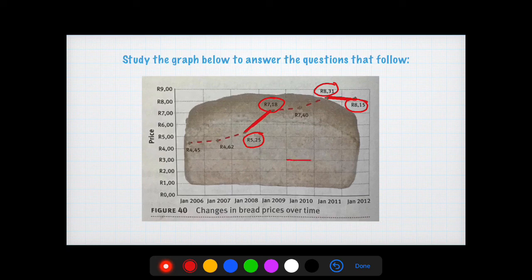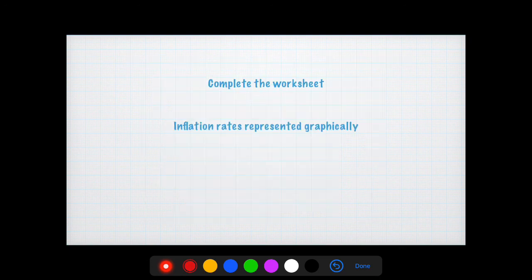If the graph was drawn horizontally, what would that mean? Well, that would mean that there'd be no increase in the price of bread.